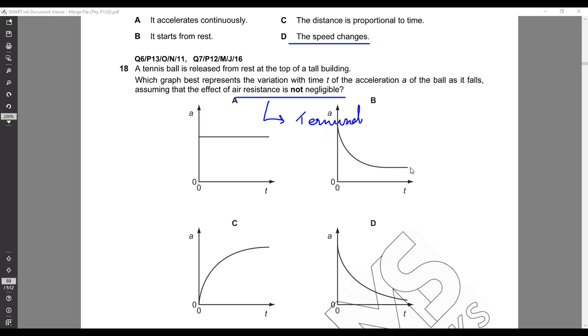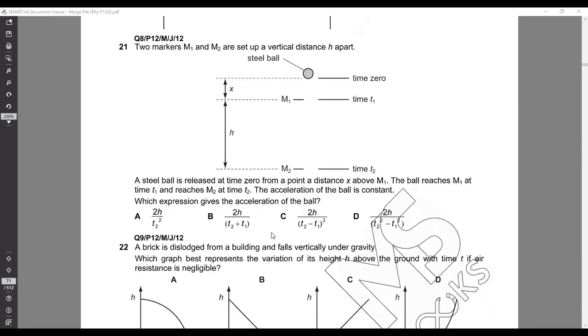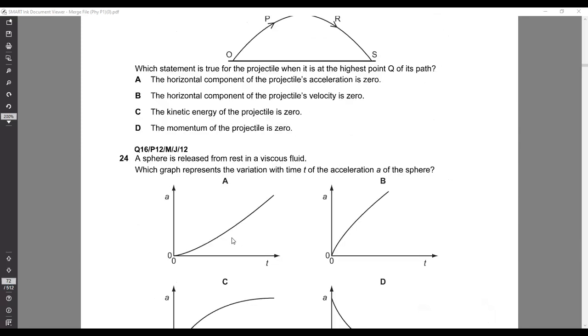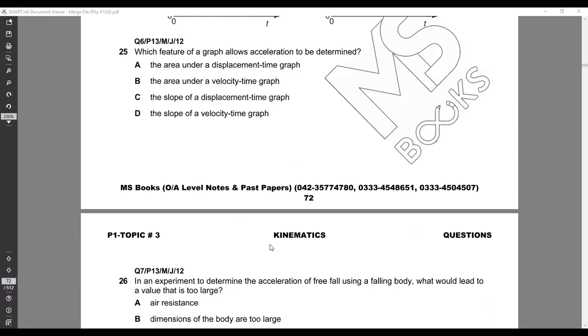This graph is not reaching 0. Got it? This graph is trying to reach 0. Is it clear? Yes. So D is the right option. I will practice this one later. Okay, just one. Oh, it's the same question which we just practiced. Question number 25.